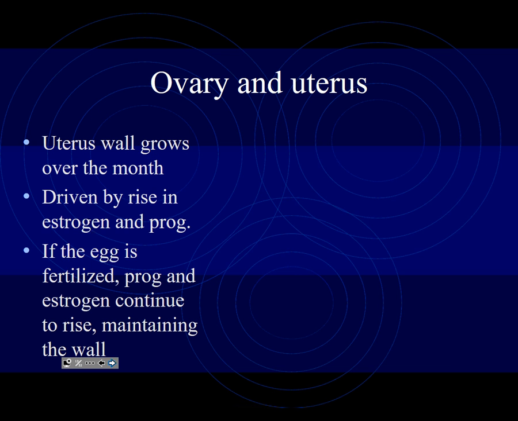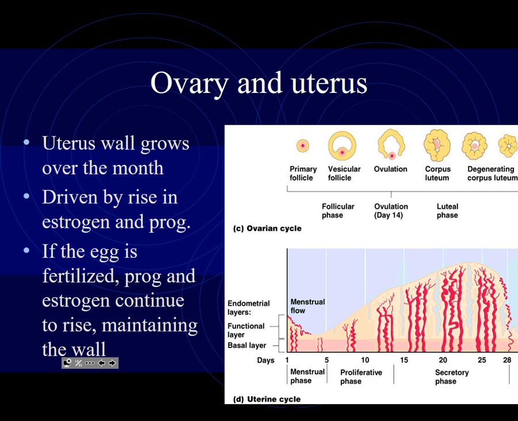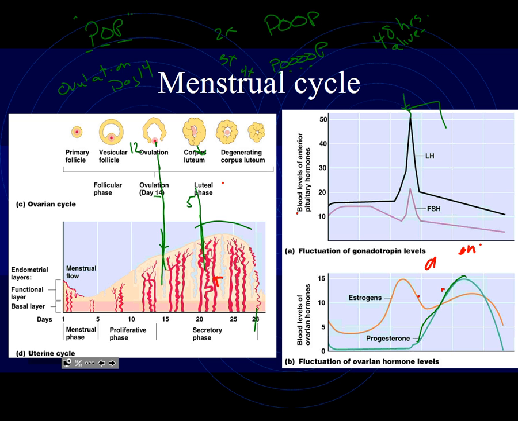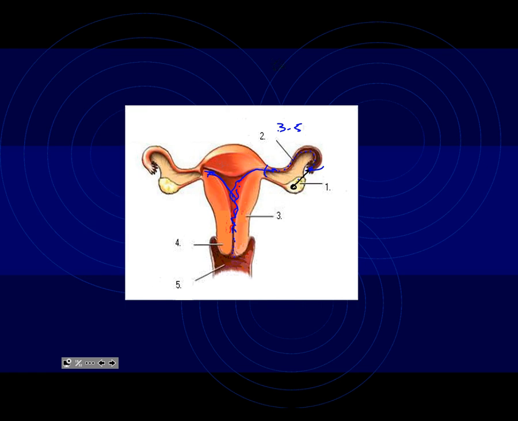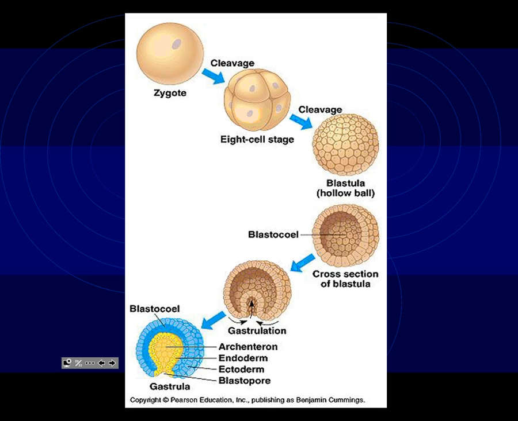Let me go back to our menstrual cycle slide a second. So, egg is fertilized, these levels continue to rise. Why? Because the embryo produced a hormone called HCG. The reason to make this rise is so you don't lose the wall of the uterus over here. So this doesn't happen. The wall of the uterus continues to grow to feed the developing baby. Whoops, sorry about that.